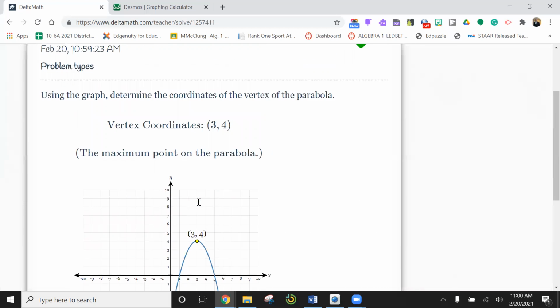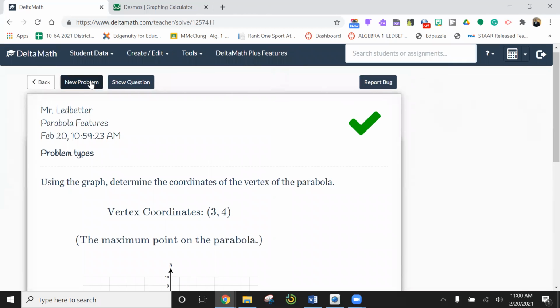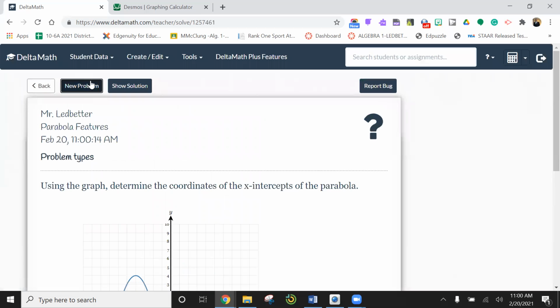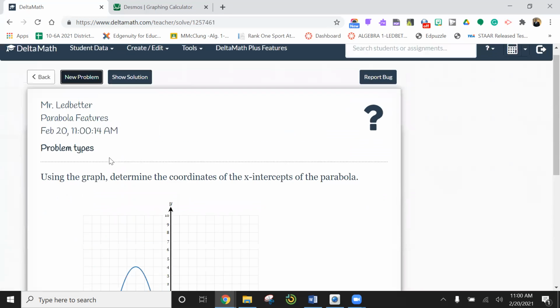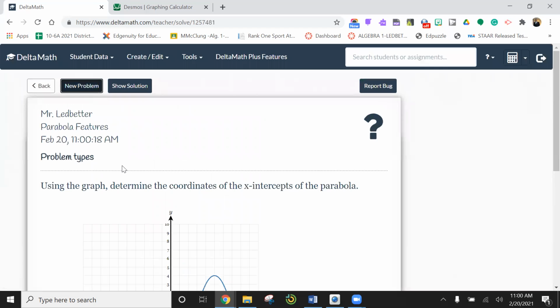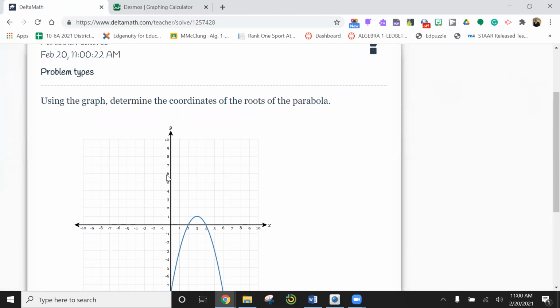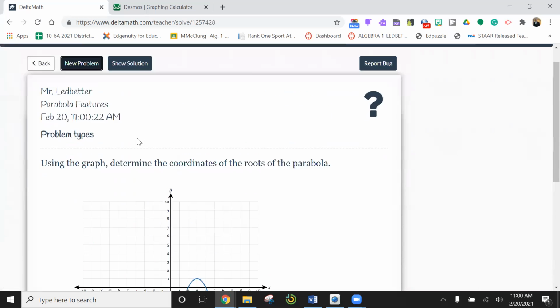All right, let's go on. Let's try to find a couple of other new ones, so that if you see these, you understand what we're doing. X-intercepts, I think we pretty much will cover those. X-intercepts again, boy, they love these, so nobody should miss those. Roots means the same thing as what? X-intercepts, so it's the same thing, 2 and 4.